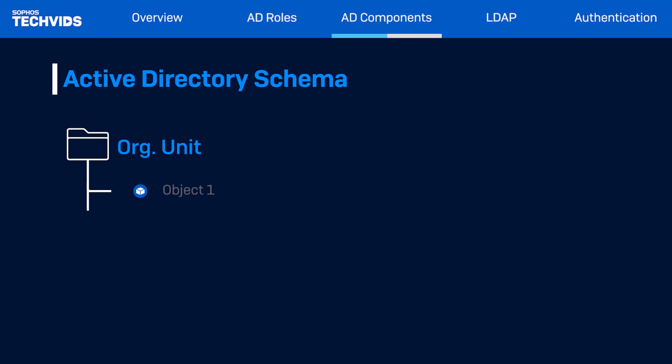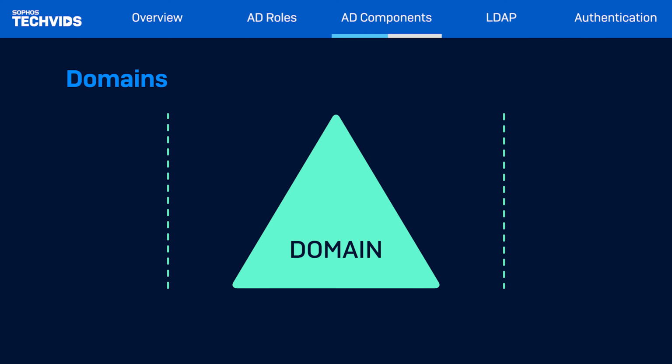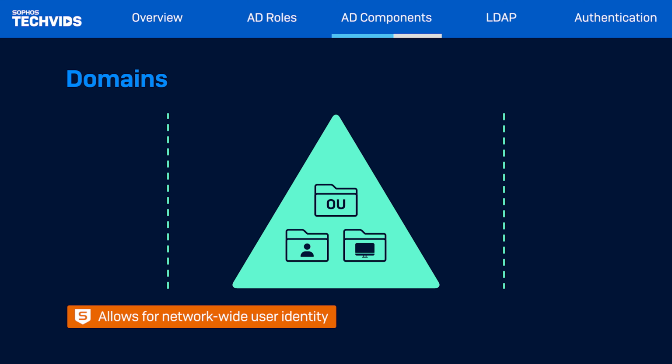A domain is a partition in an Active Directory forest. This acts as an authentication and authorization boundary, which can be used to limit the scope of access to resources. Domains are grouped in a tree-like structure and contain collections of organizational units, users, computers, and groups. Domains allow for network-wide user identity.